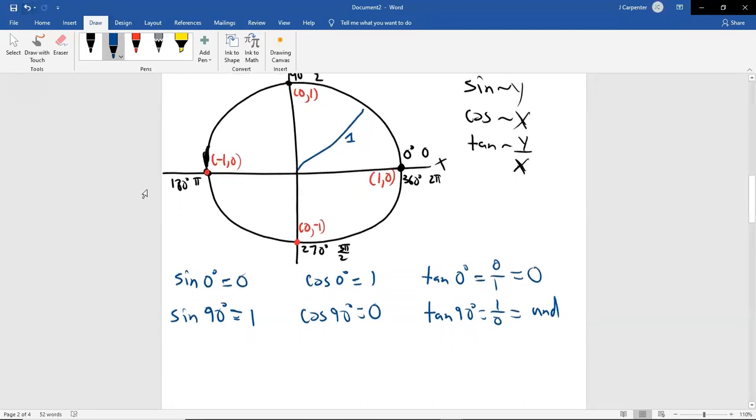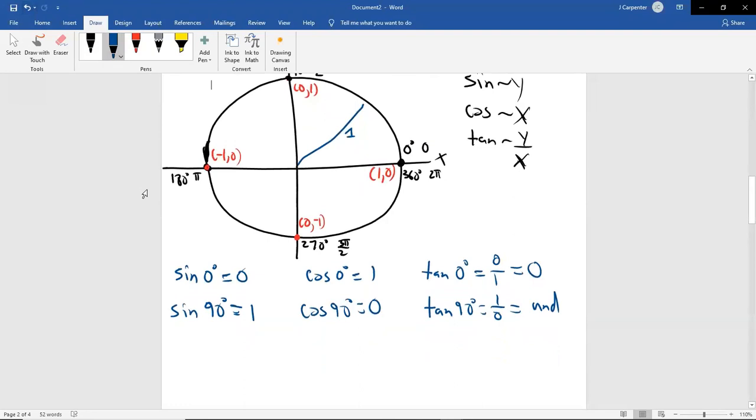So it's not just the reciprocal functions that can have an undefined one. Sometimes these could be undefined. It's only the tangent. Sine and cosine are always defined.